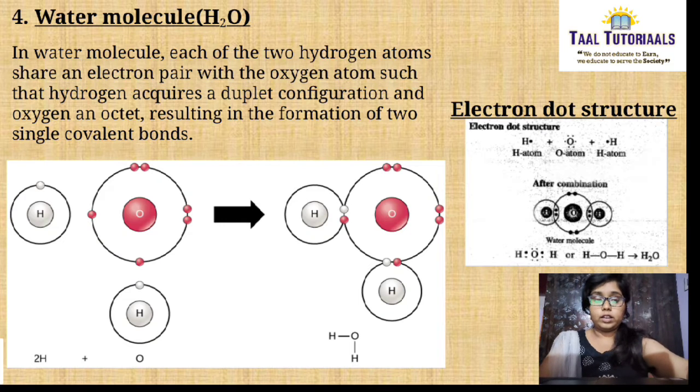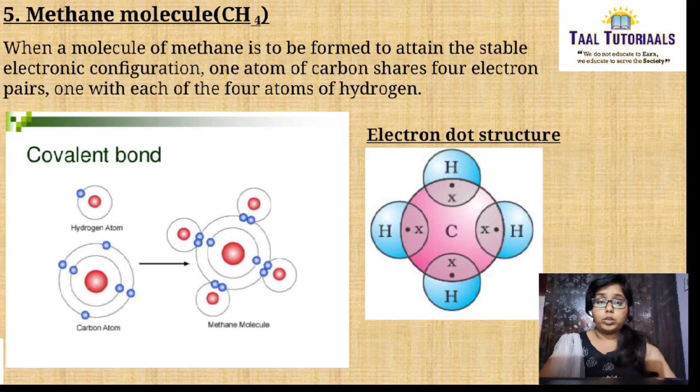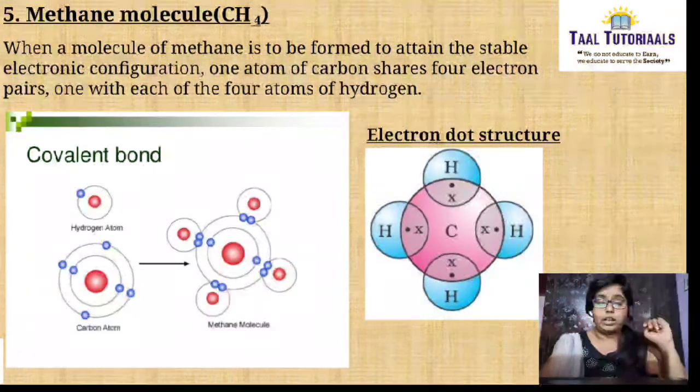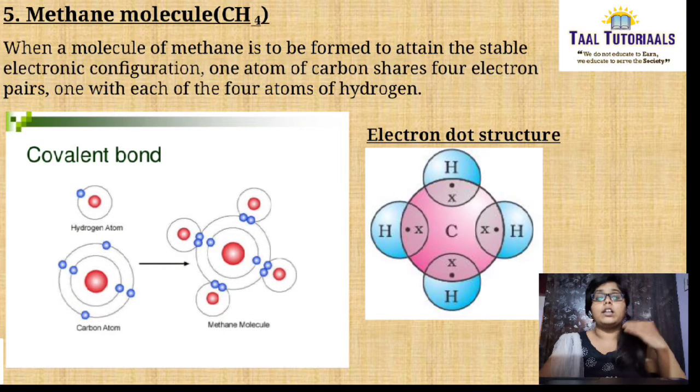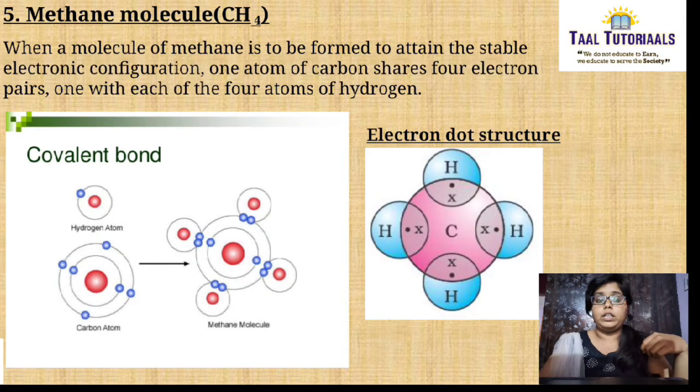Okay, next. Methane molecule. Methane molecule is CH4. When a molecule of methane is to be formed, they have to attain stability, right? One atom of carbon has what? 4 valency. To attain stability, carbon needs 4 electrons. Hydrogen has 1 electron. So this carbon shares electrons with 4 hydrogen atoms, and so carbon also attains stability, that is octet electronic configuration, and hydrogen also attains the duplet electronic configuration, and thus both attain stability.